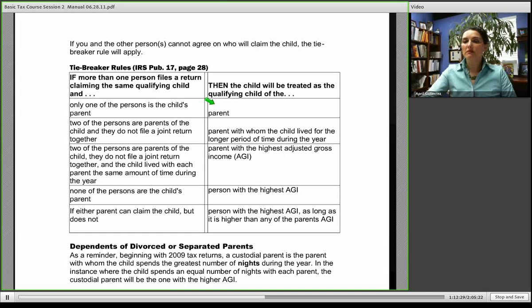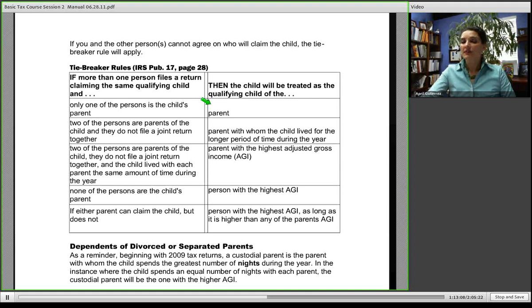So the first rule to remember about tiebreaker rules is, in the previous example, I showed you a situation where we have two individuals. They are both parents of the same child, and one has more income than the other. Under the tiebreaker rules, the person with the higher income wins. But what if one of the persons is the child's parent and the other is a grandparent, or an aunt or uncle? Okay, what then? Well, if only one of the persons is the child's parent, then the person who wins under the tiebreaker rules is the parent.